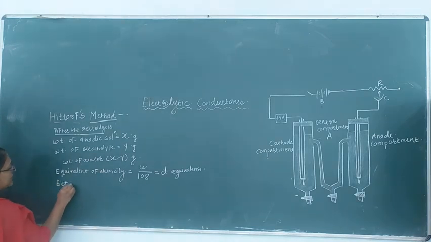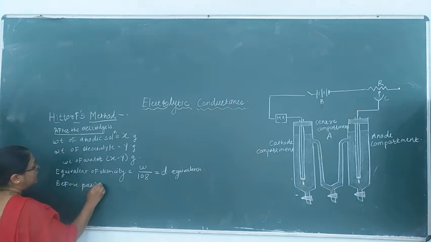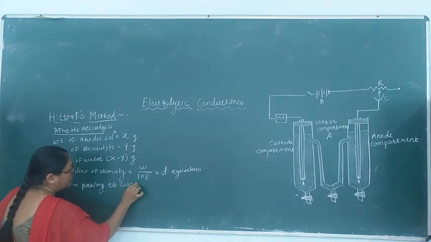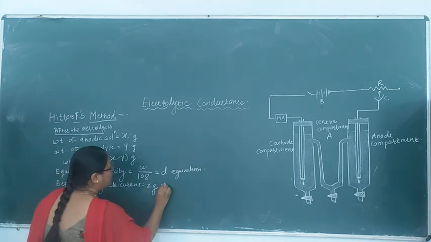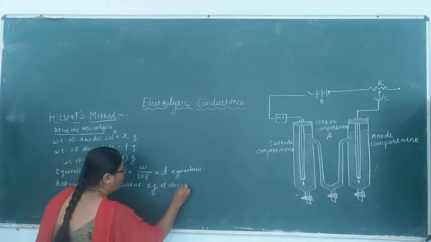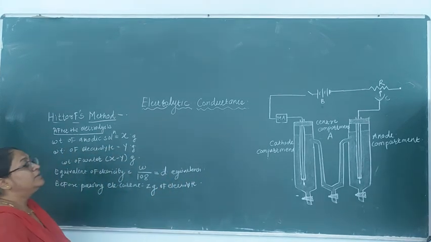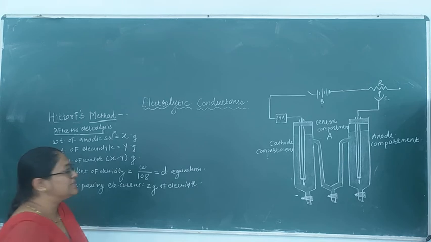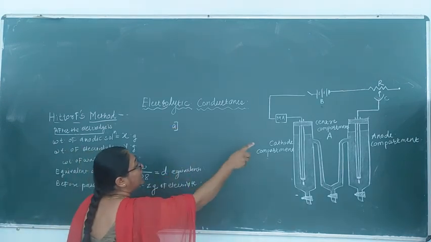One more thing has to be considered. Before passing the electric current, or before the electrolysis, Z grams is the weight of electrolyte taken. Now here two cases are possible. The first is when an attackable anode is used.